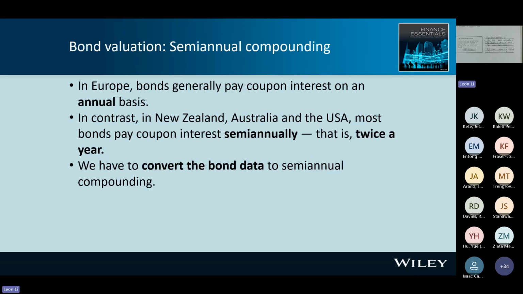Okay. Next slide. Next slide, we are discussing the bond variation, semi-annual compounding. So in Europe, bonds generally pay coupon interest on an annual basis. Annual means every year. But in contrast, in New Zealand, Australia and the United States, most bonds pay bond interest semi-annually. That is twice a year. So we have to convert the bond data to semi-annual compounding.